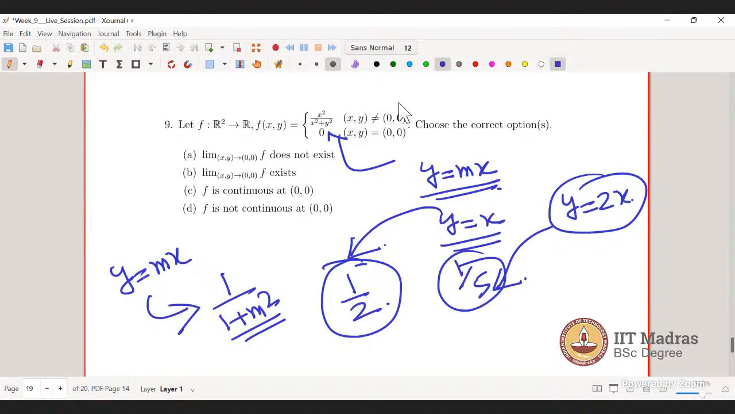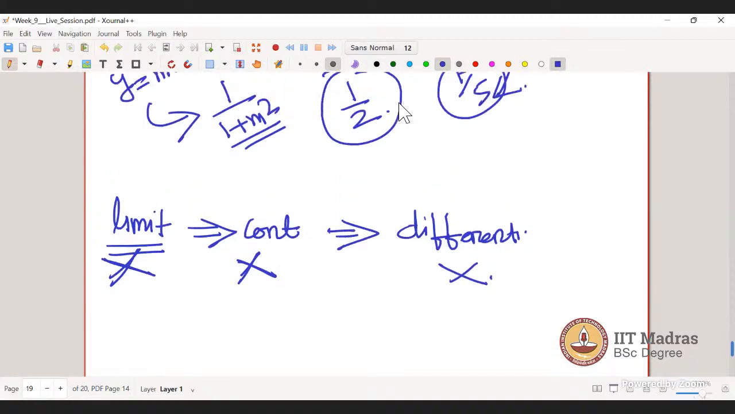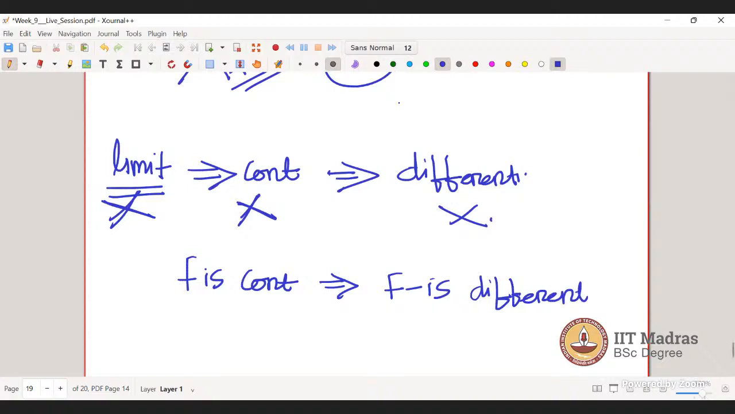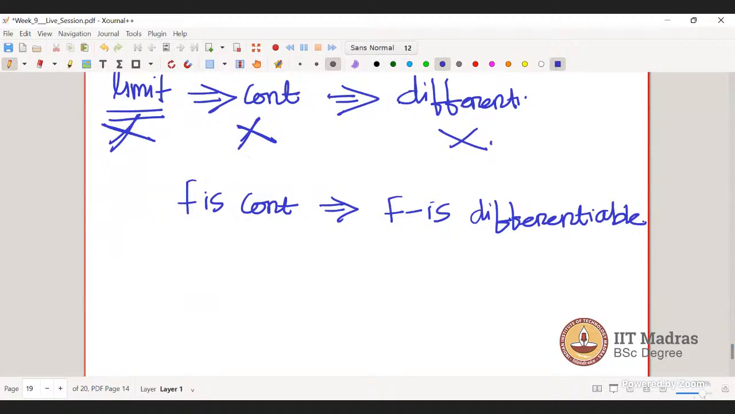From continuity to differentiability, can we say that if it is continuous, we can automatically deduce that it is differentiable at that point? If f is continuous, can you conclude that f is differentiable or not? No, you cannot conclude. You have to check separately. And for the converse, if it is differentiable, can we deduce continuity?